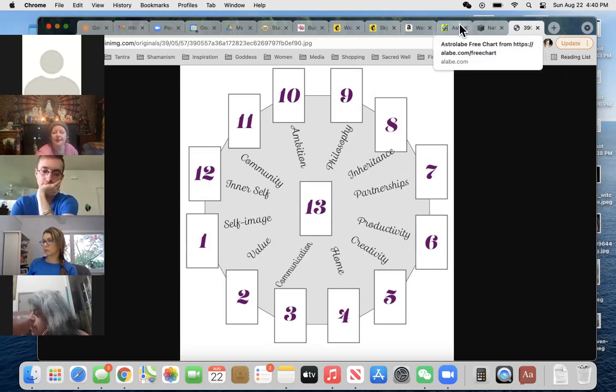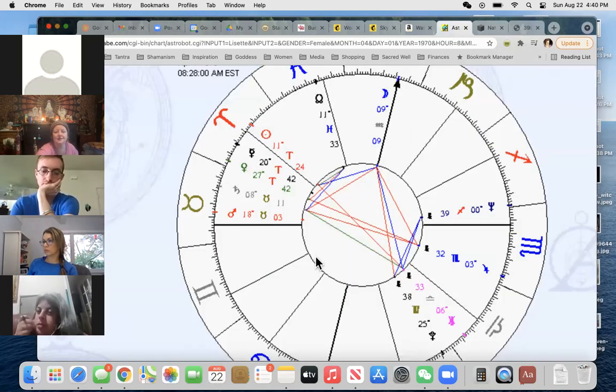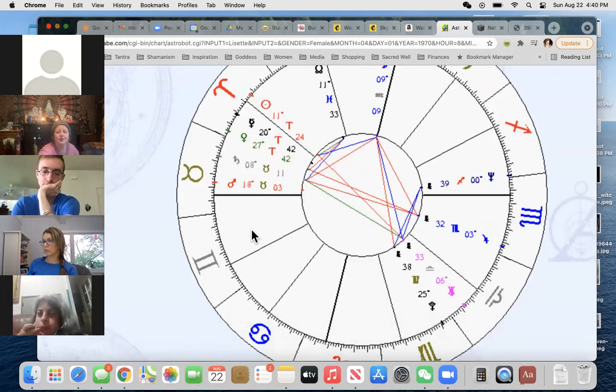So now let's have a look at these charts. So your first four houses, 1, 2, 3, 4. All four of these houses have no planets in them. So we're going to start by just looking at the meanings of each house. This one being appearance and personality in the outside world. This one being money and related abundance. This one being how you learn and communicate. And this one being home and hearth. And we don't have any planets in these. So we're going to just look at the cards.